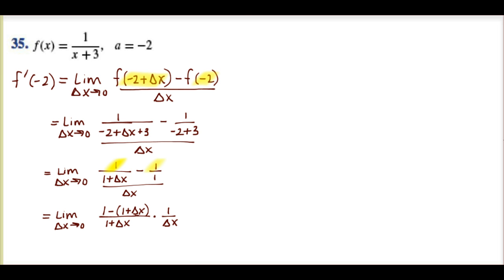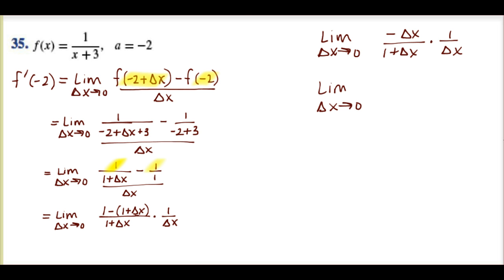All right, so now I'm going to have to come up to the top here. We have, let's see, the limit as delta x approaches 0. And that'll be 1 minus 1 plus delta x, so that top is just going to be minus delta x all over 1 plus delta x. And then times the 1 over delta x. From there we can cancel the delta x's. And we're just left with -1 over 1 plus delta x.